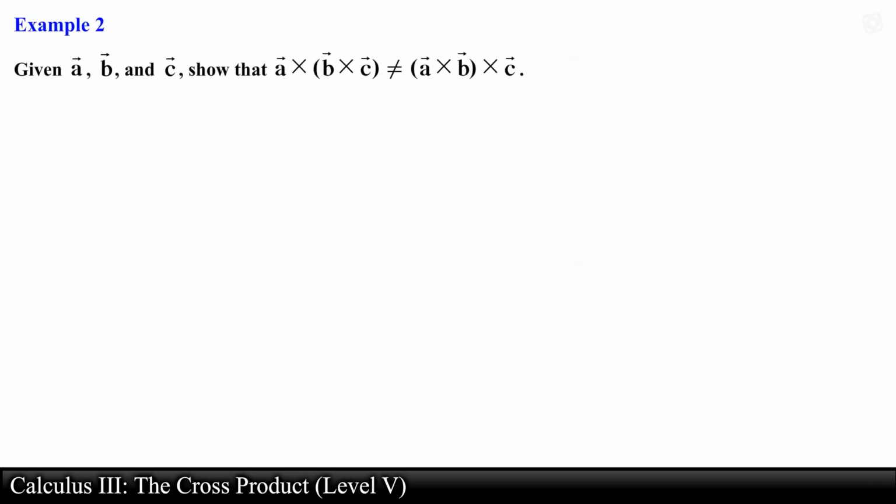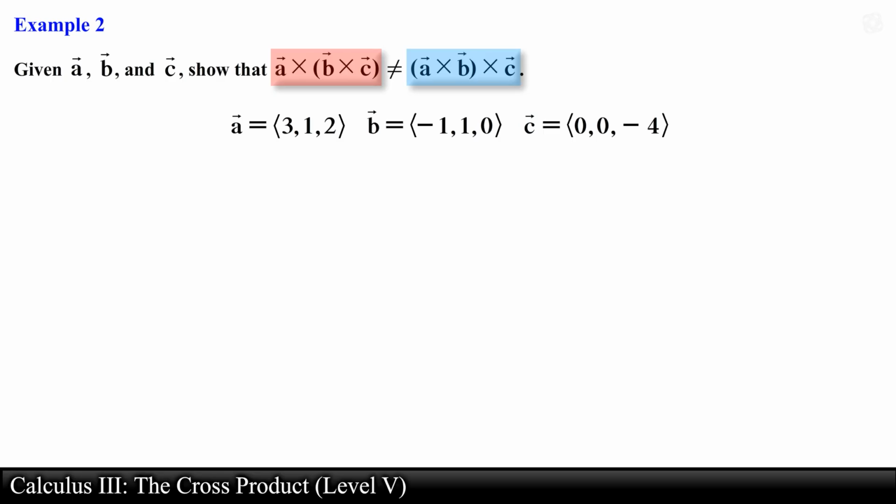Given vector A, vector B, and vector C, show that vector A crossed with the cross product between vector B and vector C is not equal to the cross product between vector A and vector B crossed with vector C. The simplest way to show that both operations are not equal is by simply computing the left and right-hand side and directly compare the results of both operations. Let's start by computing the left side first.